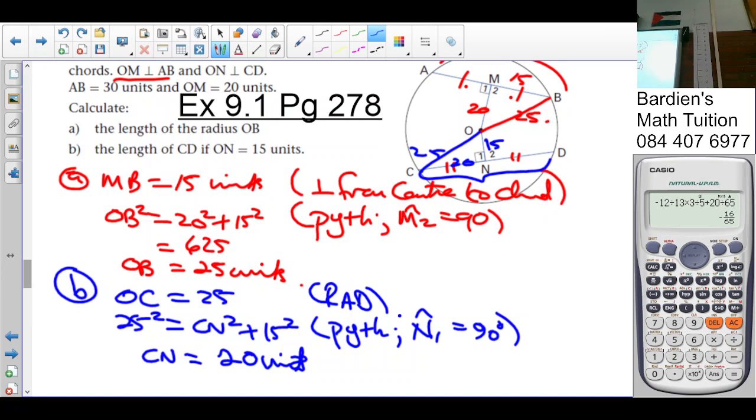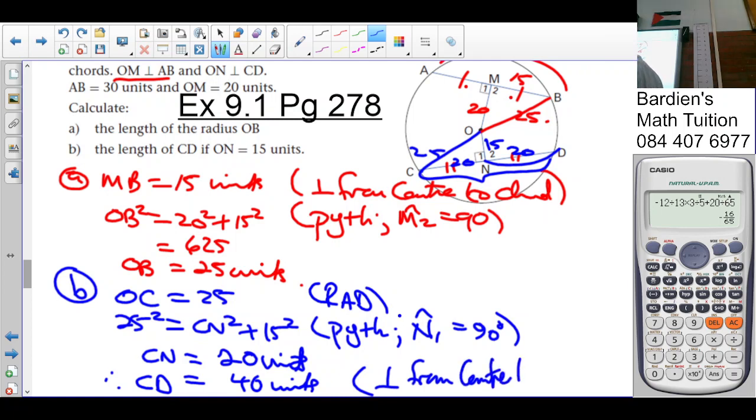No. So therefore the length of CD has to be equal to 2 times 20. So ND is also 20. Which makes it 40 units. And what's the reason there? Why can I say that ND is also 20? Perpendicular from center to chord bisects the chord. Okay, everybody understand?